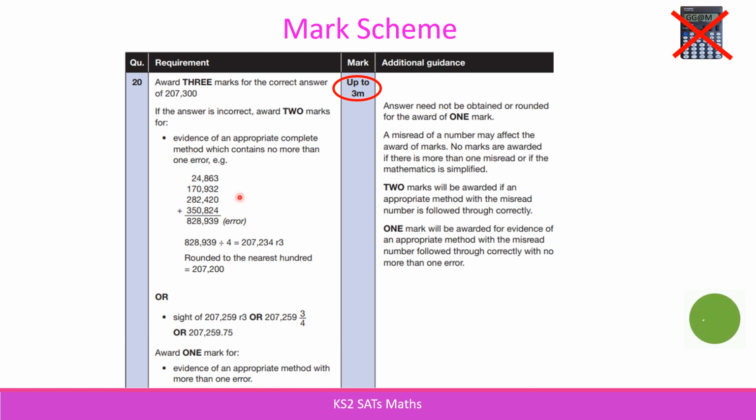So the marks come from the method. So 1 for doing the adding, 1 for doing the dividing, and then 1 for the rounding. So you can get up to 2 method marks for doing any part of it correctly, but your final mark to get the full 3 marks, you needed to get the answer fully correct.